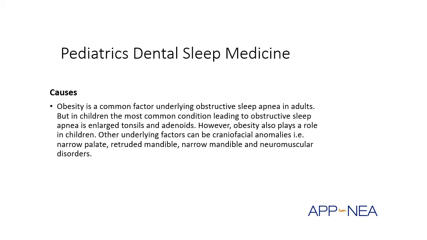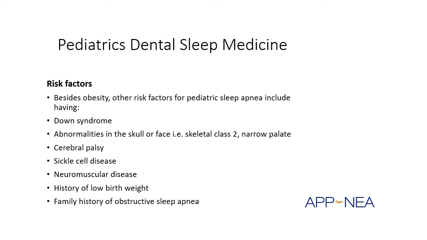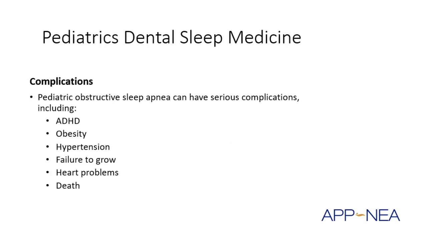disorders, as discussed before. And the risk factors besides obesity for pediatric sleep apnea include Down syndrome, abnormalities in the skull or face, such as Class 2, retruded mandibles, narrow palates, cerebral palsy, sickle cell disease, neuromuscular disease, history of low birth weight, family history of obstructive sleep apnea, and the complications have some serious implications, such as ADHD, obesity, hypertension, failure to grow, heart problems, and even death.